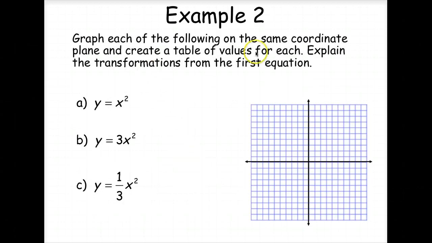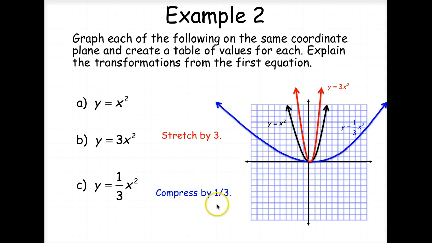We're to graph each of the following in the same coordinate plane and create a table of values for each. Then explain the transformations from the first equation. So first of all, we have y is equal to x squared. Okay, we have a parabola. When we have 3x squared, okay, so we're multiplying by 3, so it's going to stretch by 3. Now when we multiply by 1/3, we compress by 1/3.